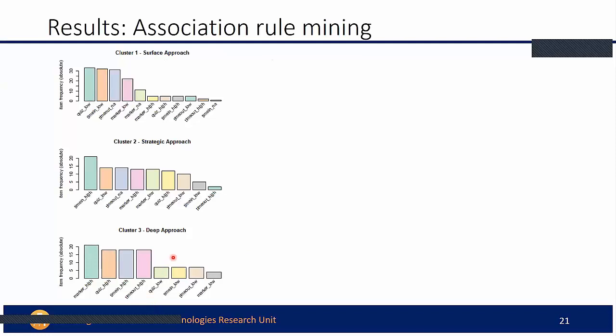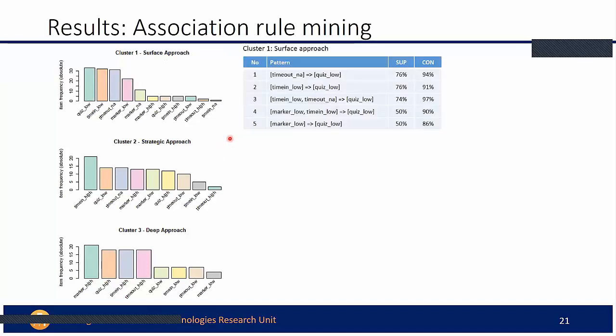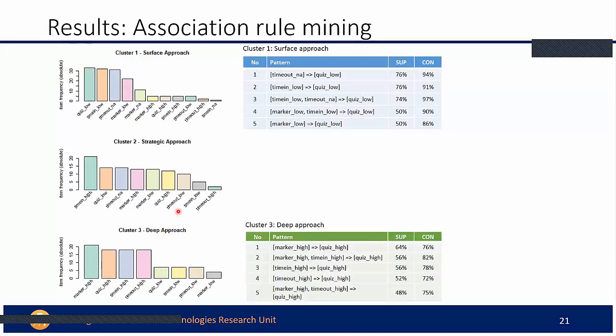We also extracted some rules for each cluster, because as I mentioned before, we would like to implement the obtained results into our system. For this, we need some concrete rules or models. That's why we used association rule mining, and we extracted rules for each cluster. We also named these clusters surface, strategic, and deep approach. But of course, we don't have any validation for this. It is just our initial hypothesis. I will talk about it later as well.